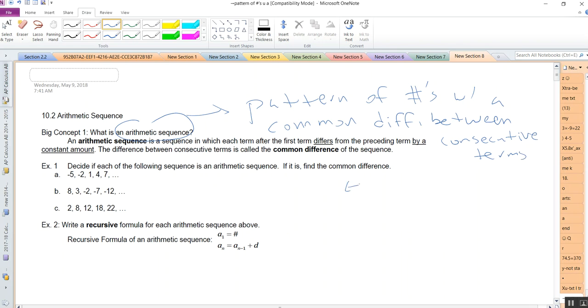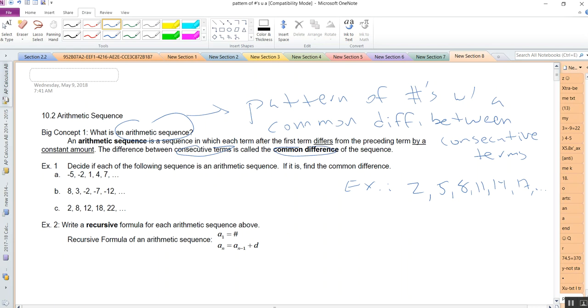So a good example would be like this: 2, 5, 8, 11, 14, 17, and so forth. So notice how every number differs by 3, or I'm adding 3 over and over again. You can also subtract by the same number, but the bottom line is it's got to be consistent. So the difference between consecutive terms is what we call the common difference of the sequence.